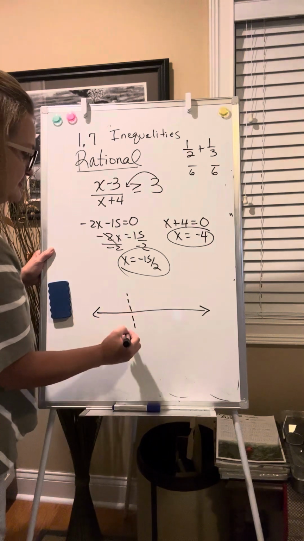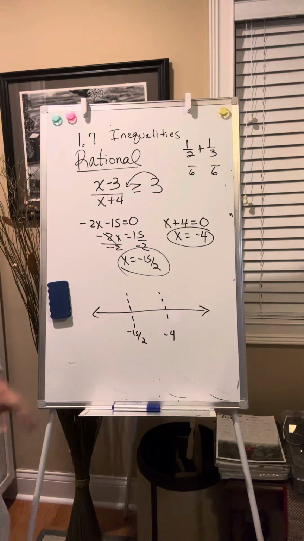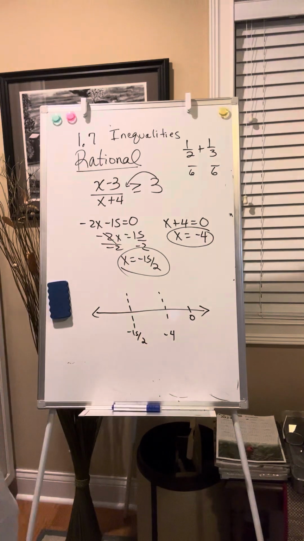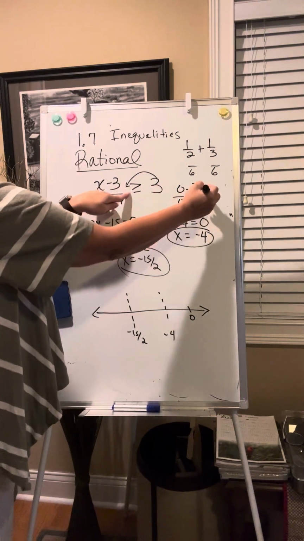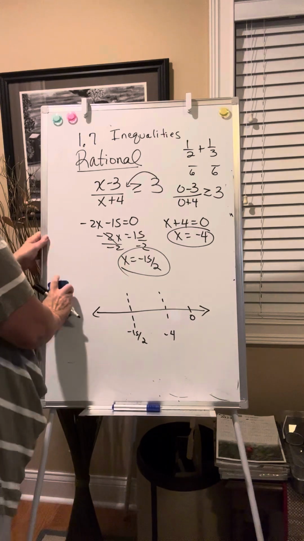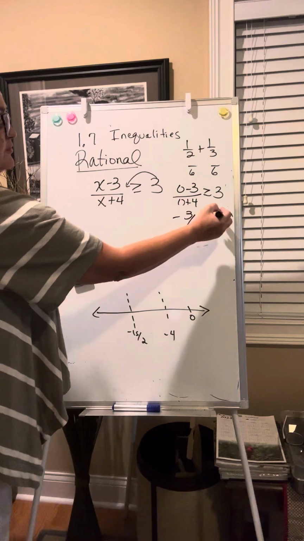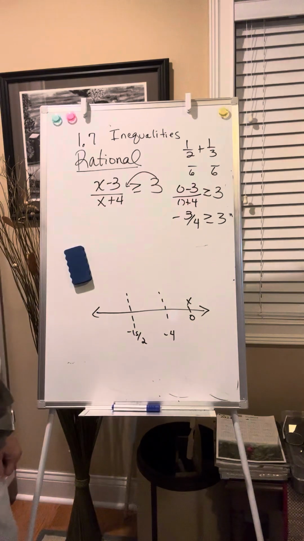So we've got negative 15 over 2 and negative 4. Make sure you get those in the right order. This one's a little bit smaller to the left. Here's my first example where 0 isn't between my numbers. 0 is actually all the way over here since both of those are negative. So you know I like to check my 0 value. Back in the original problem is 0 minus 3 over 0 plus 4 greater than or equal to 3. That's the original problem, right? And that is not true. Negative 3/4 is not greater than or equal to 3. So we'll not be shading where the 0 test point was.